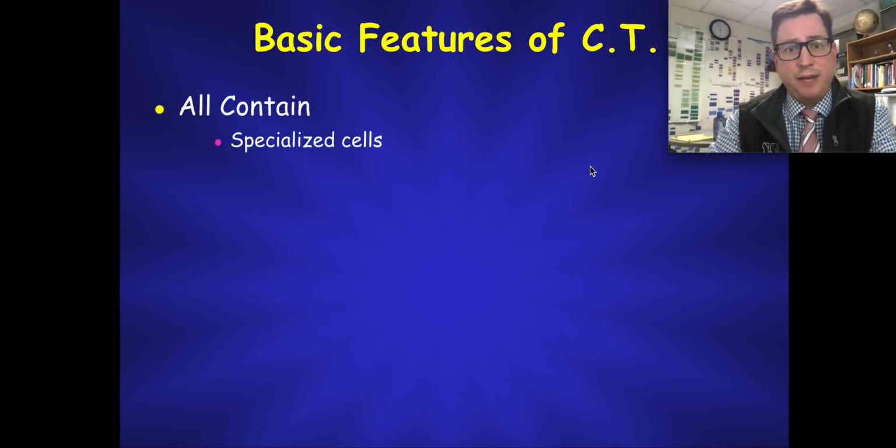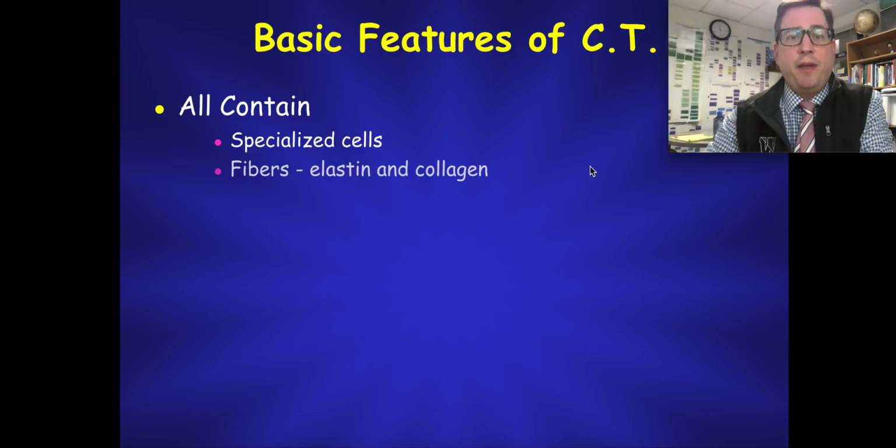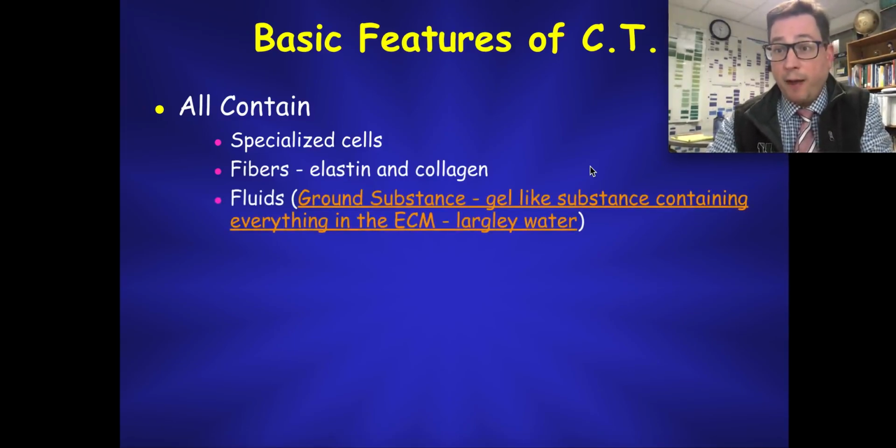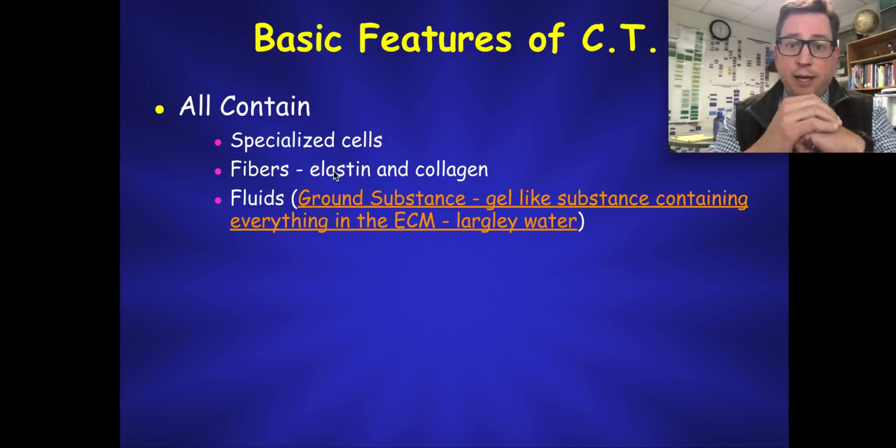So some basic features of connective tissue, back on topic. They are going to have all sorts of specialized cells. We're going to see a really wide range of cells. The main fibers that we're focusing on, and when I say fibers, I mean like protein chains, are elastin and collagen. So elastin is going to be the one that, like the name suggests, is very elastic and stretchy, and collagen is much more rigid and more structural.